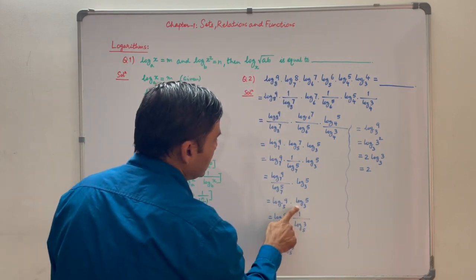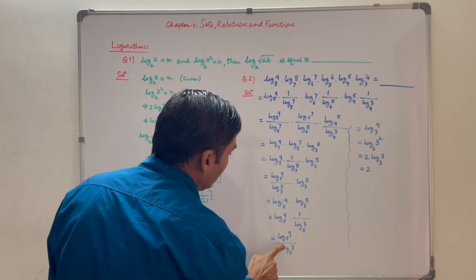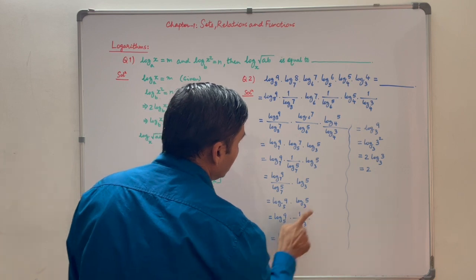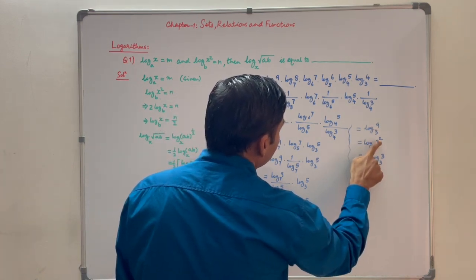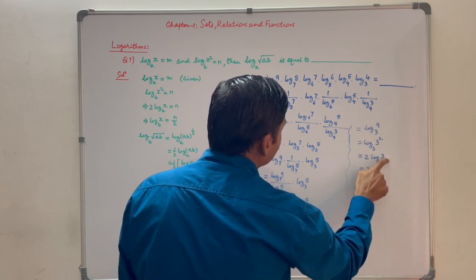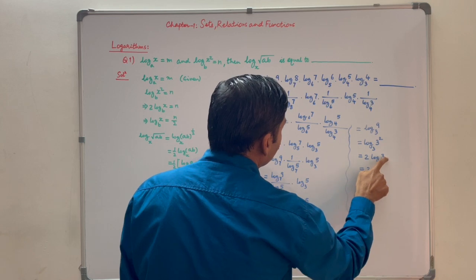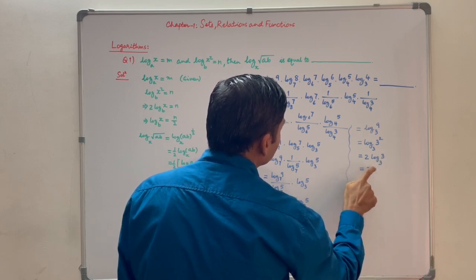Log 5 to the base 3 can be written as 1 upon log 3 to the base 5. So this will be equal to log 9 to the base 5 upon log 3 to the base 5. And this will be equal to log 9 to the base 3. 9 can be written as 3 to power 2 and this power can be shifted here. So it will be 2 log 3 to the base 3, and we know that log a to the base a is equal to 1. So this will be 2 into 1, that is 2.